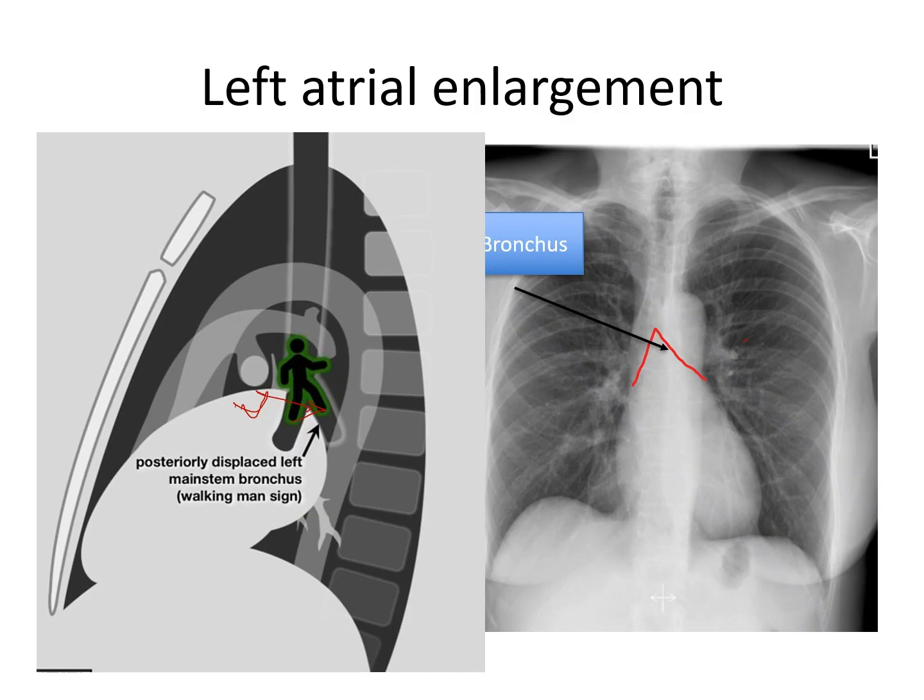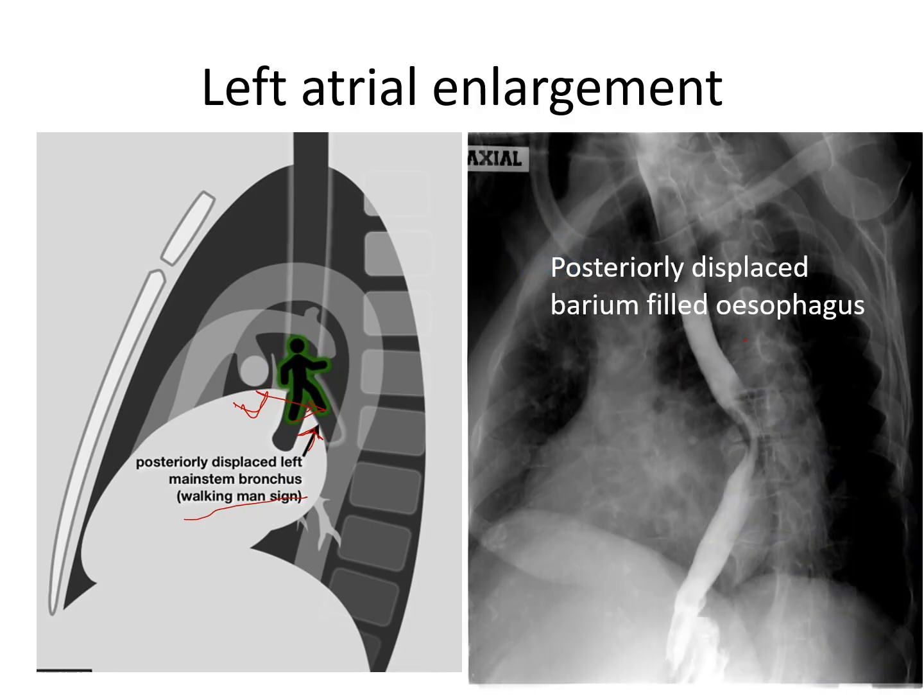So normally the left and right main bronchus overlap one another. In left atrial enlargement there is superior displacement of the left main bronchus, and this will lead to the walking man sign formation. Now another one is the posterior displacement of the barium filled esophagus.